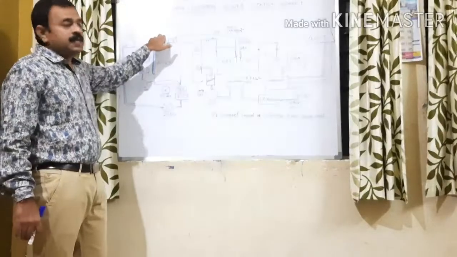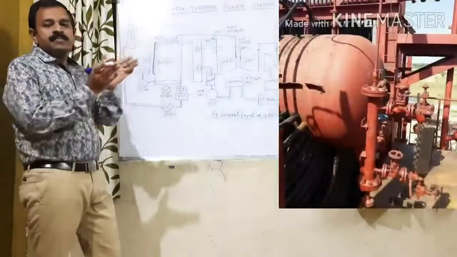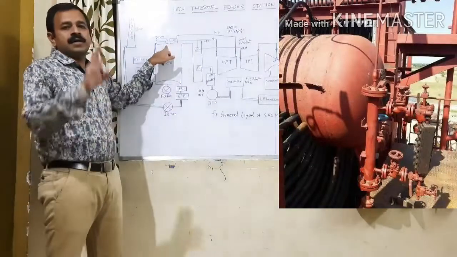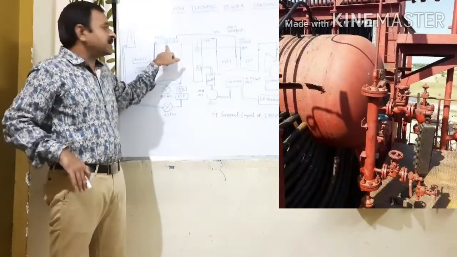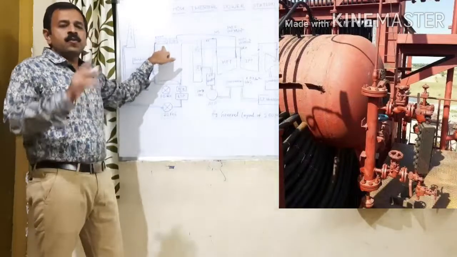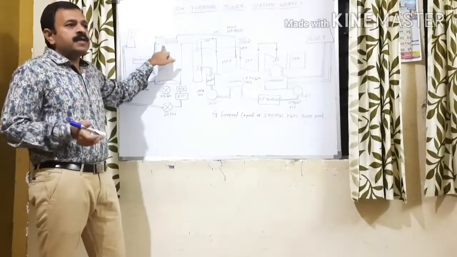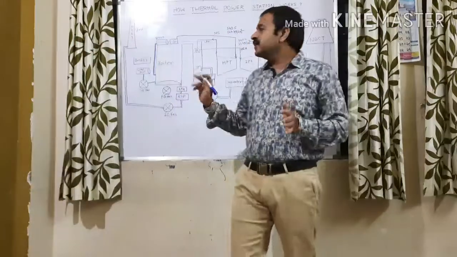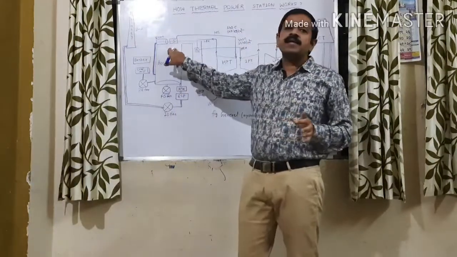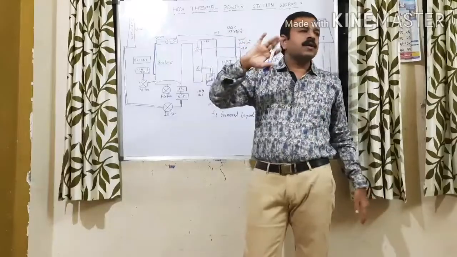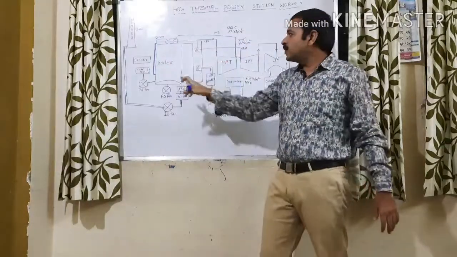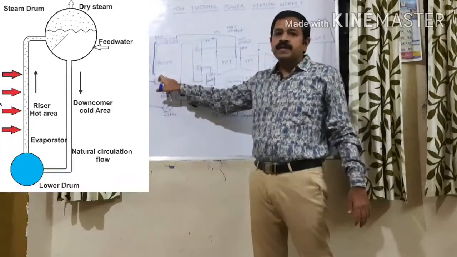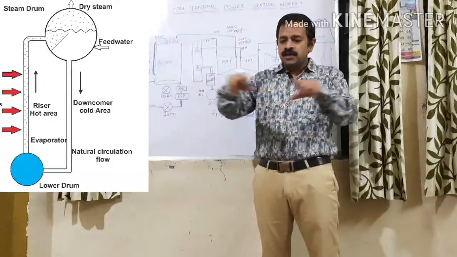Now see here, the drum. In this boiler we have a single drum situated at the top, at approximately 55 meters. This drum is a water and steam separator. If the steam is dry and saturated, then the steam passes to the next bank, that is the superheater. If it is not dry and saturated, then what will happen? The water particles will come through the downcomer.